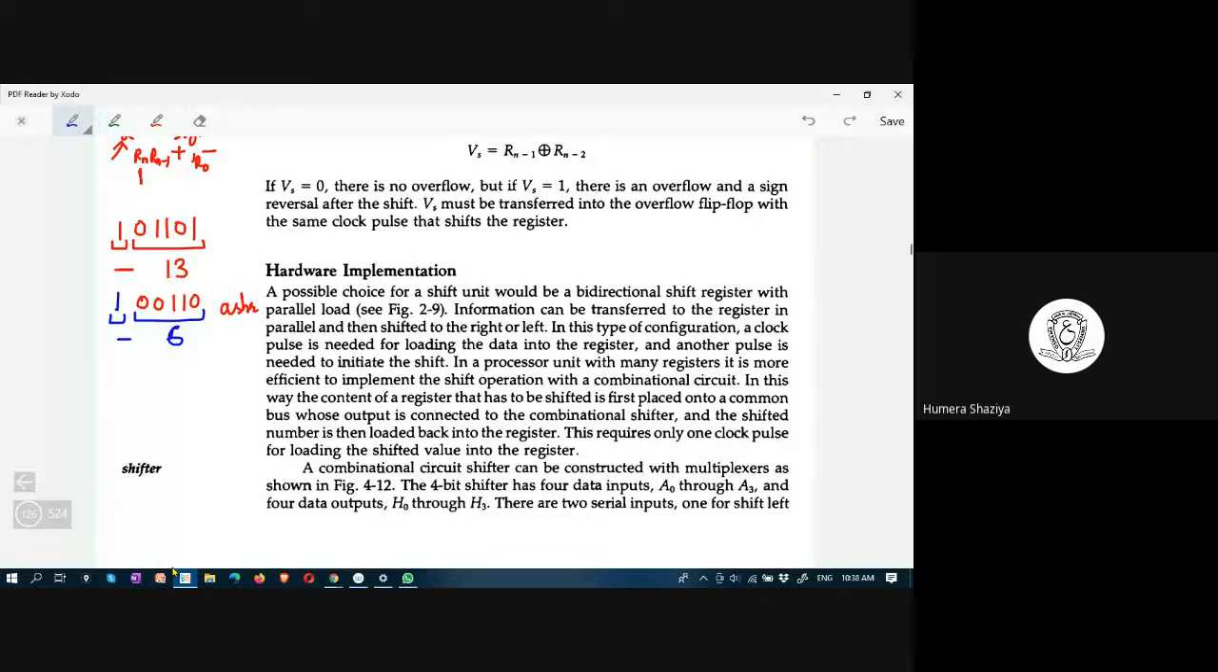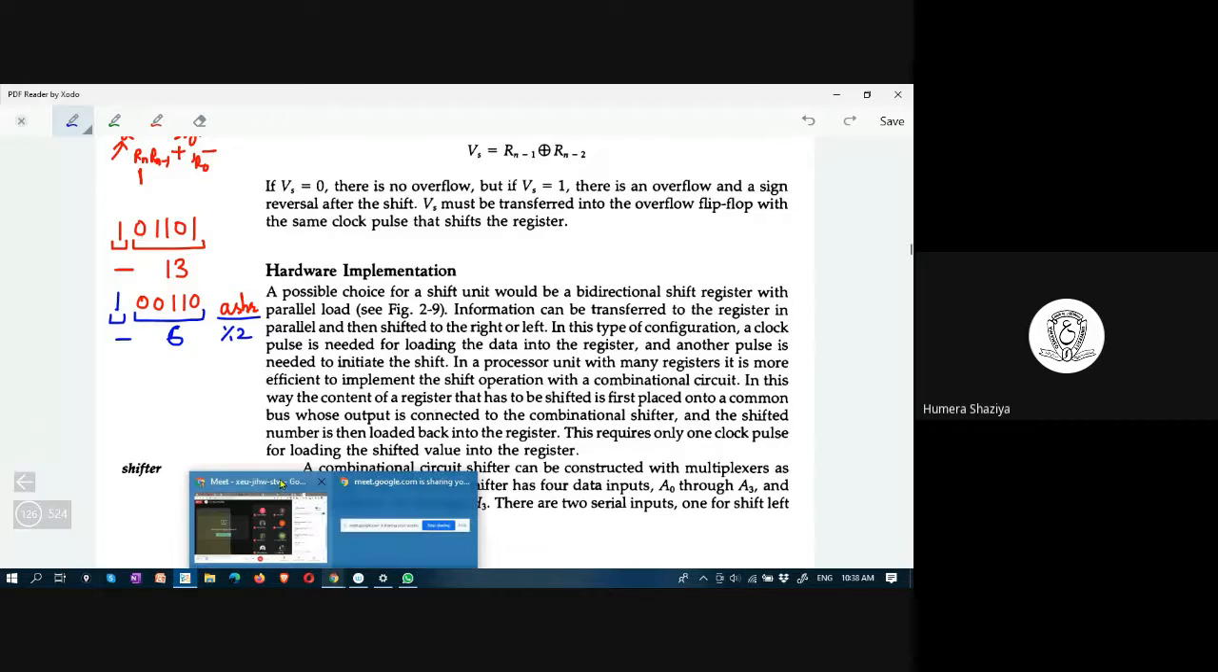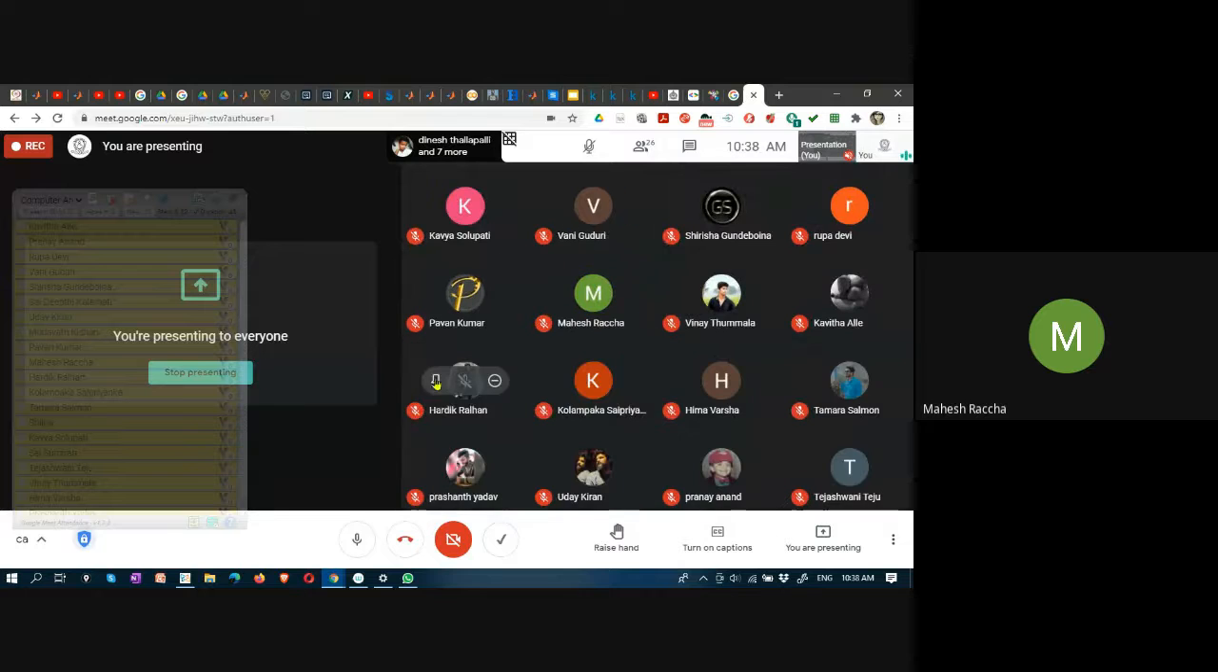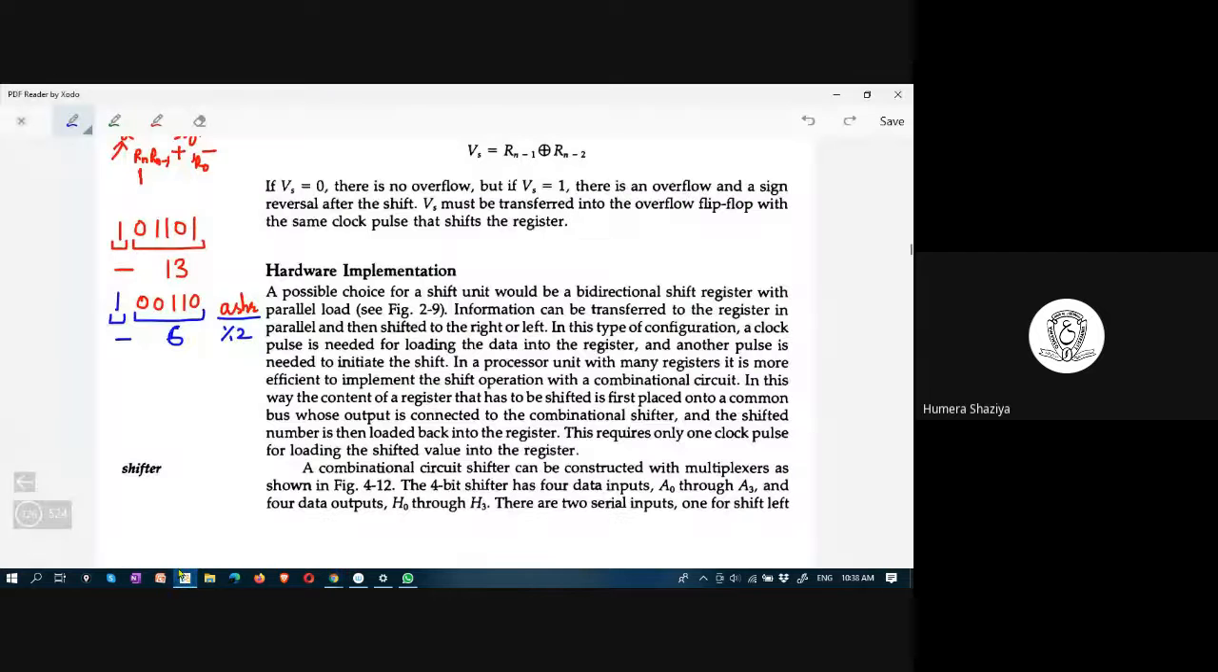It is minus 6. What we understood is that when you perform arithmetic shift right, it is like division. Divide the number by 2. So it is 13. When you divide the number by 2, you get 6.5, but it is integer division, so you get 6. Is this right? All of you are okay with this? Ma'am, can you explain again? Okay.